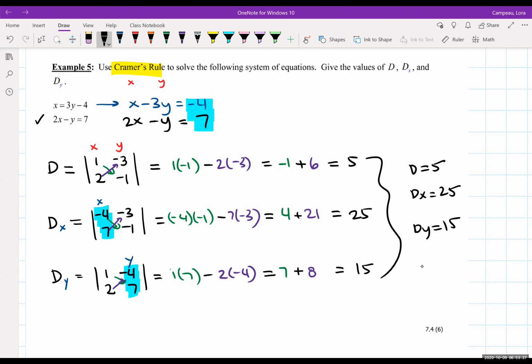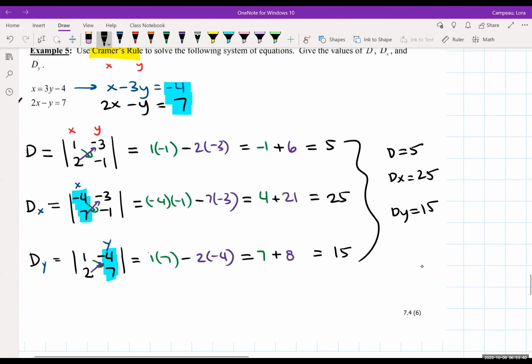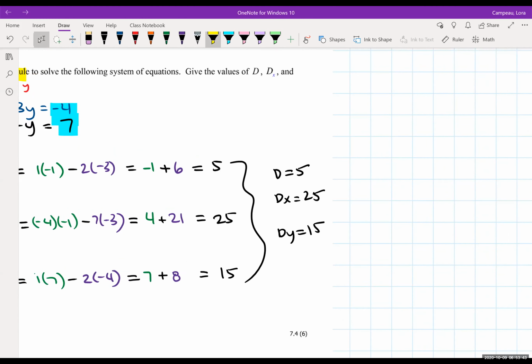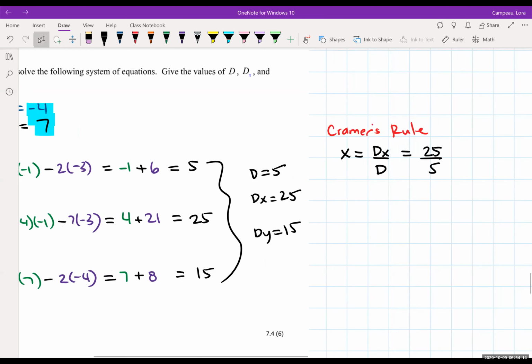We're almost there. This last part is just using Cramer's rule. So I'm going to move off to the side a little bit. And just remember Cramer's rule. Super cool. If you already have the D sub x and D sub y, it just gives you the value of x and y based on the value of the determinants. So x is equal to D sub x divided by D. And if we're going to write out what we have, our D sub x was 25 and our D was 5. And if it's possible to simplify, we do so. And this one's nice. 25 divided by 5 is 5.